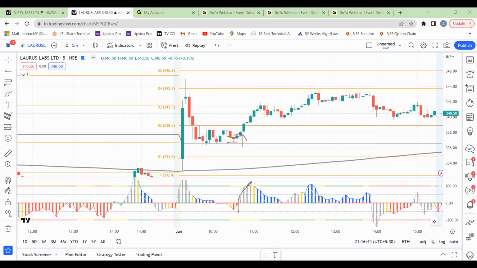And as long as your Woodies is in buy trend, you can keep riding the up move. See, this is the up move till here. Only here it has come down. You can exit your buy position. As long as it is in buy, you can go. Here it has touched plus 200 twice. Stock is still in a buy trend. Whenever it goes below 0, you can exit your buy position, book your profit and exit.